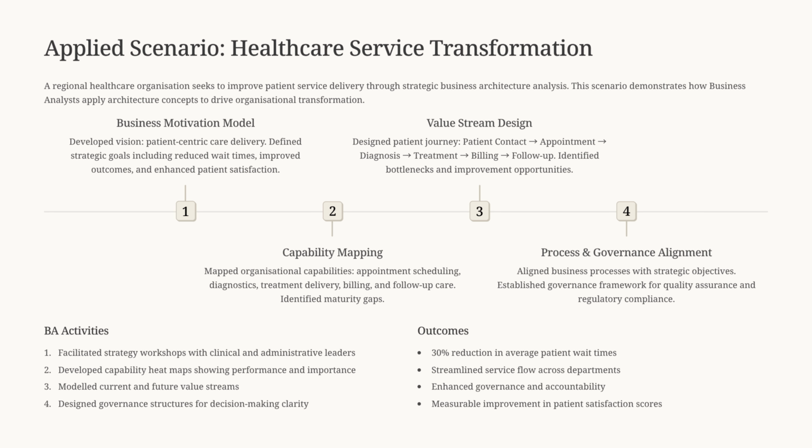Then, using value stream design, they mapped the patient journey, from initial contact to diagnosis, treatment, billing, and follow-up, identifying bottlenecks that delayed service. Finally, they aligned processes and governance, ensuring clear accountability and regulatory compliance. The results were tangible: 30% reduction in average patient wait times, streamlined processes across departments, and measurable improvement in satisfaction scores. This is a great example of how strategic business architecture can drive real operational transformation.